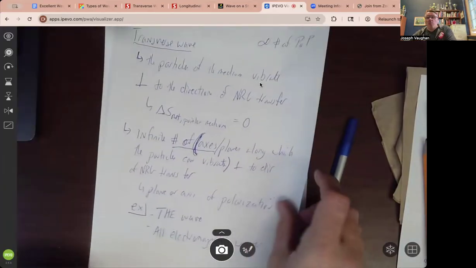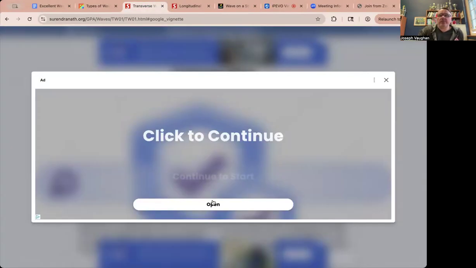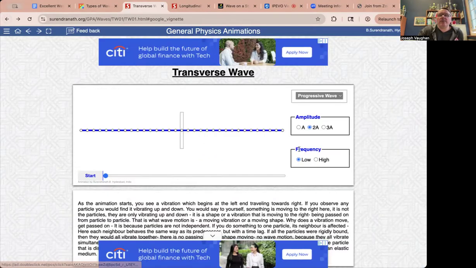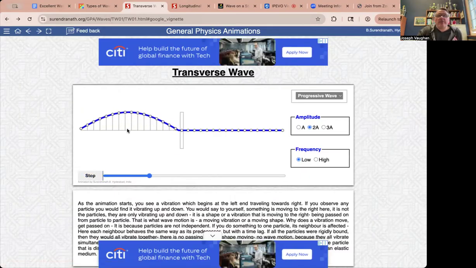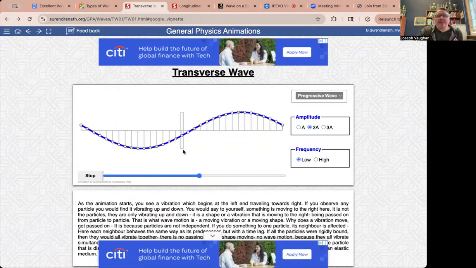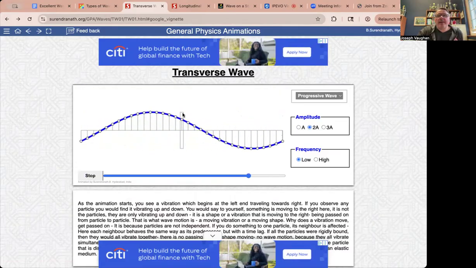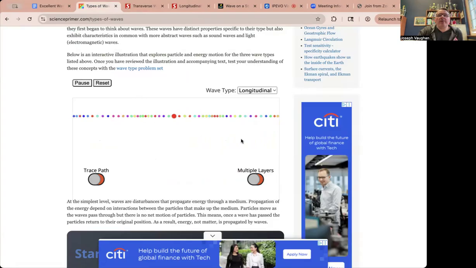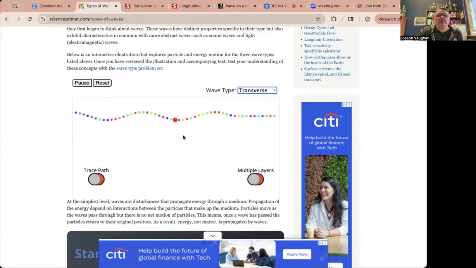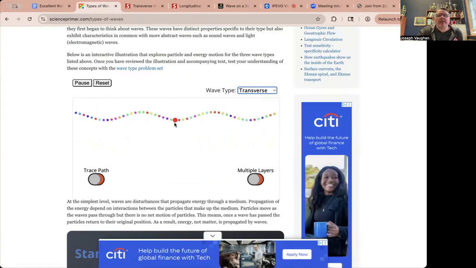So, let me show you some transverse waves. You can see the wave energy traveling to the side, but any particle in the medium is just vibrating up and down, back and forth. If you want to look at that here, transverse, you can watch the wave energy travel to the side and then it goes up and down.